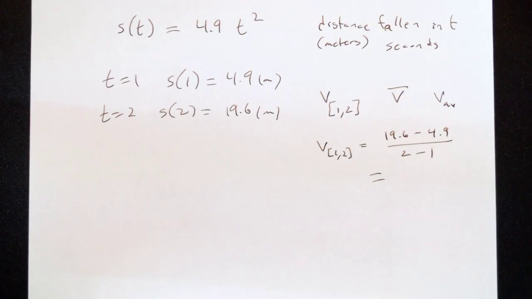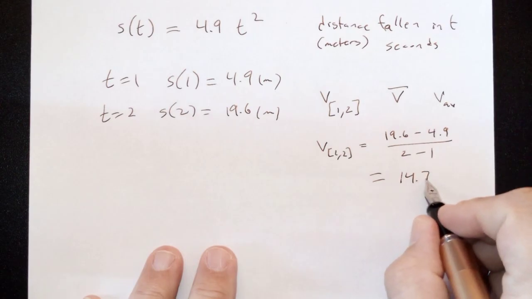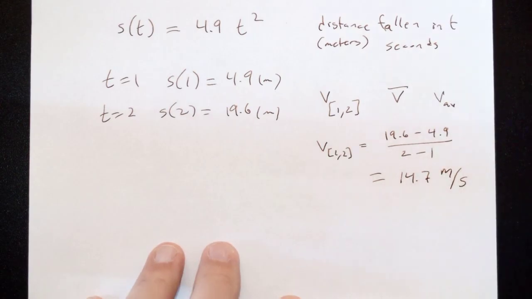Somebody give me a number. I meant the number for this. Say again? And that would be meters per second. Change in distance over change in time: change in meters, change in seconds. Great.